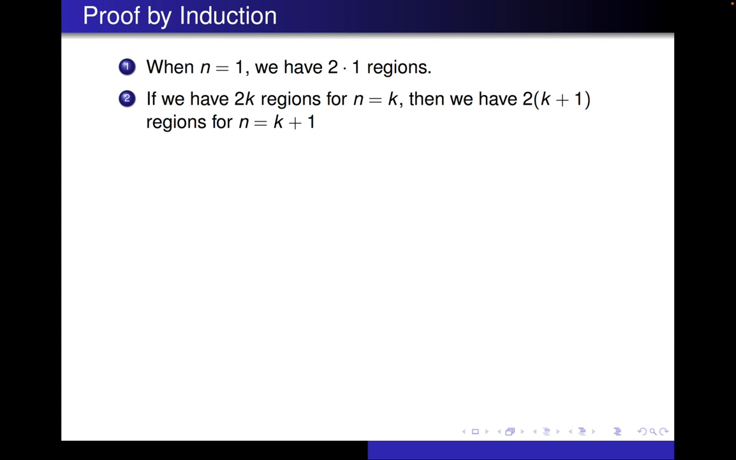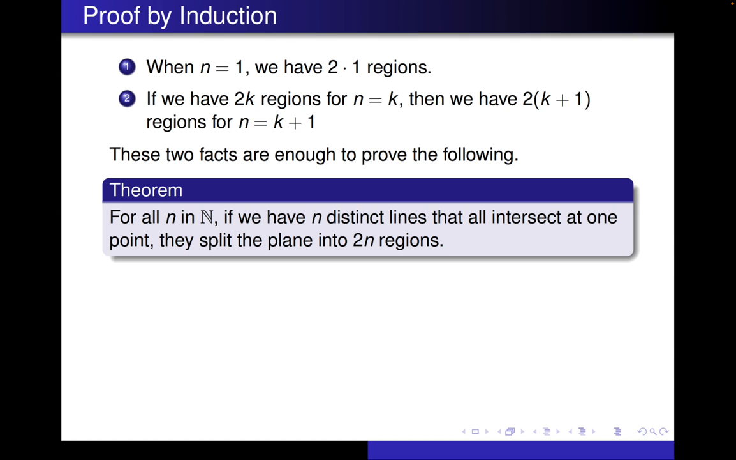So now we've proven 2 things, right? We've proven that when n is equal to 1, we have 2 times 1 regions. And we've proven that if we have 2k regions for n equals k, then we're going to have 2 times (k plus 1) regions for n equals k plus 1. It turns out these 2 facts are exactly what we need to prove the entire theorem, which is stated as follows. If n is a natural number, and we have n distinct lines that all intersect at the same point, then they split the plane into 2 times n regions.